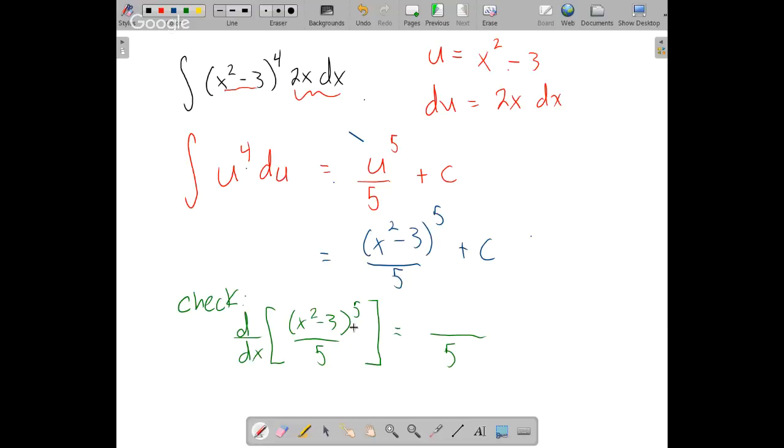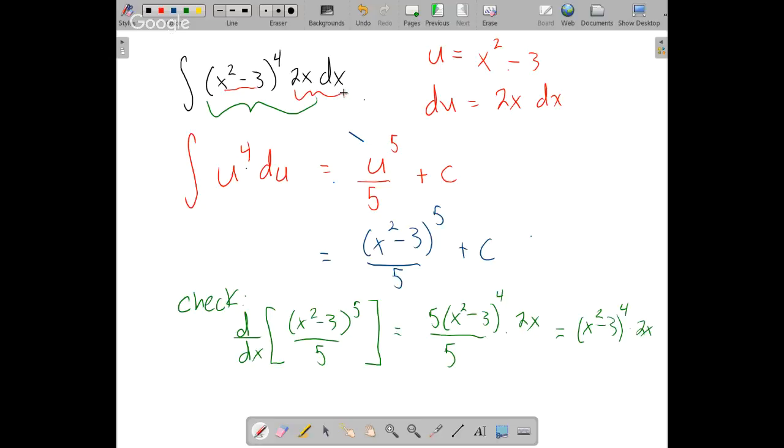The derivative of this involves the chain rule. The outer function is the 5th power, so that would give me 5. Leave the base alone for a minute, that's the inner function, and reduce that power by 1. Then I have to multiply that by the derivative of the inside, and the derivative of x squared minus 3 is just 2x. And then this cleans up a bit. The 5's divide out, leaving x squared minus 3 to the 4th power times 2x, which is the integrand that I started with up there. So it does check out.